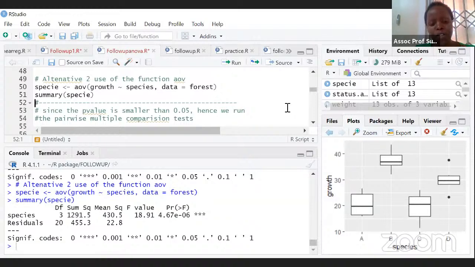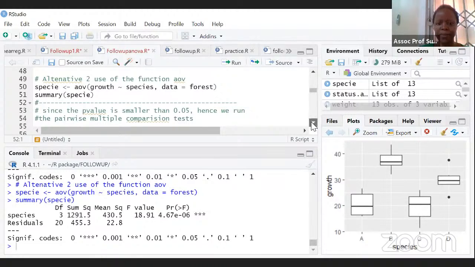So since we've gotten a significant species effect on growth, we are now going to do multiple comparisons. In your research, if you find that the p-value is non-significant, then you just report the result that there is no species effect, but don't do multiple comparison tests. I repeat, if your data set gives you a non-significant result, meaning your p-value is bigger than 0.05, meaning there is no overall effect of treatment on the response, don't run a pairwise multiple comparison test. We only run it once we found out that overall there is a treatment effect, and you want to find out which particular treatment is actually significantly different from the other. Okay?